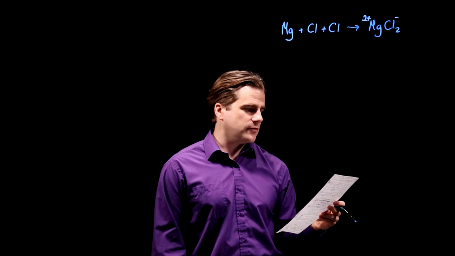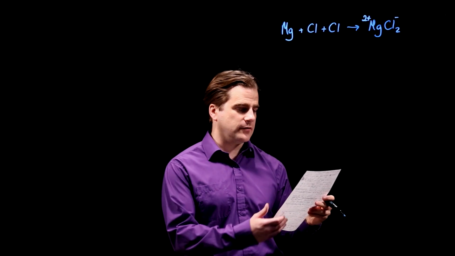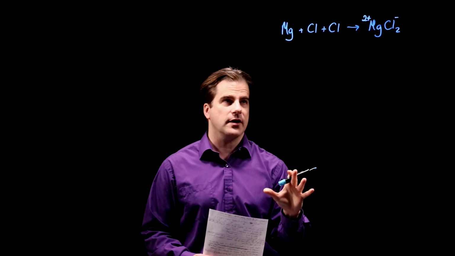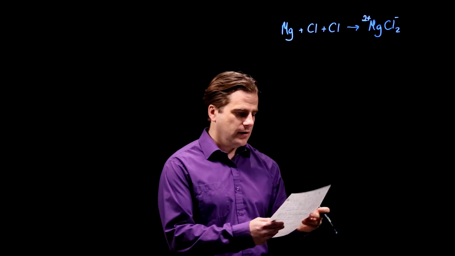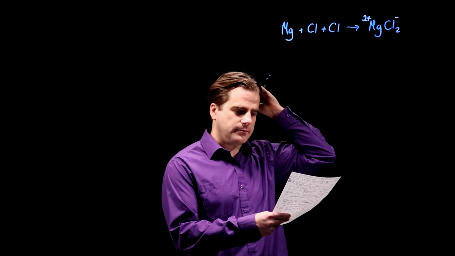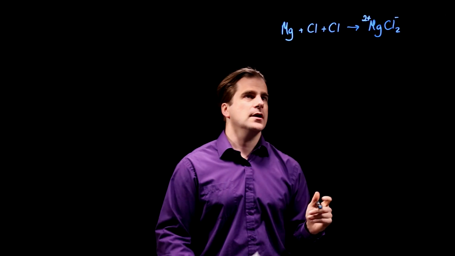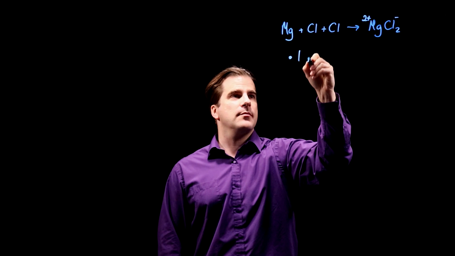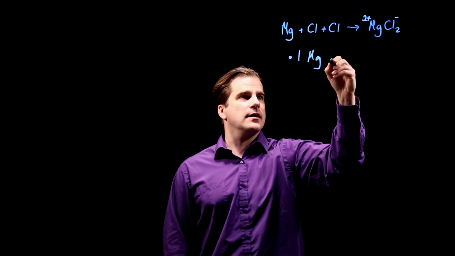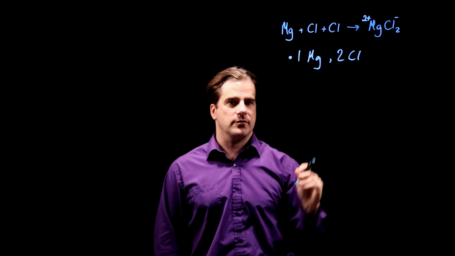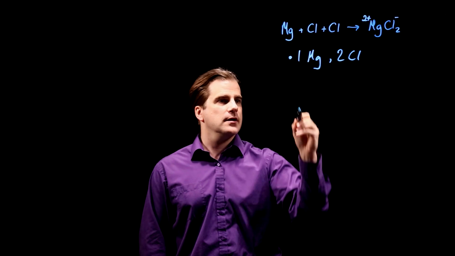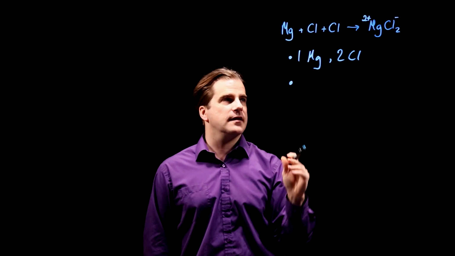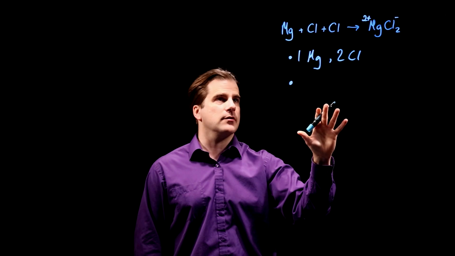So, describe in terms of electrons what happens. Okay, it's 4 marks, so you've got to extract quite a lot out of this. So, how are we going to do that? Well, firstly, say that there's one magnesium atom and 2 chlorine atoms, okay? Now, it says describe in terms of electrons what's going on.